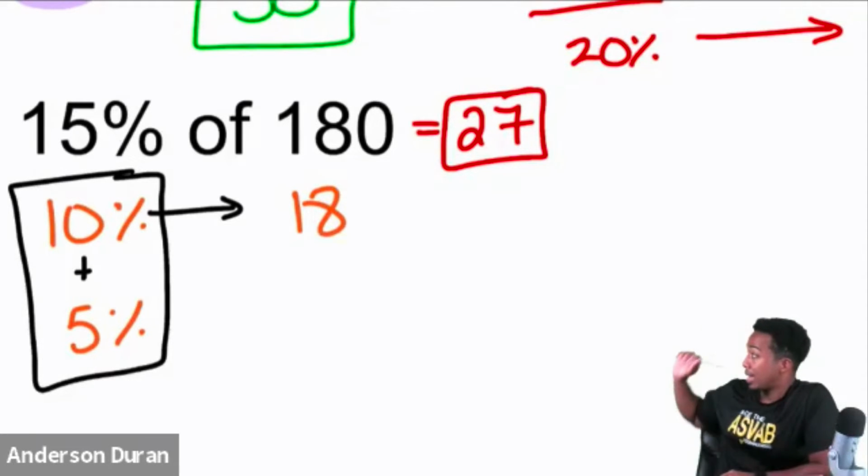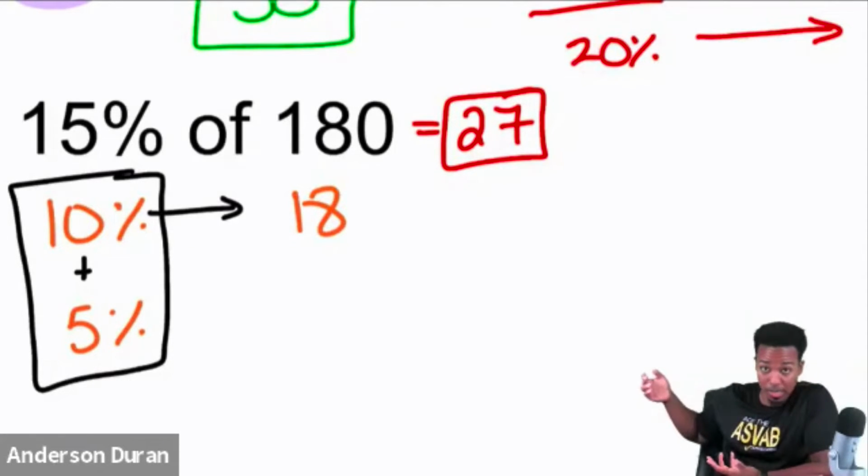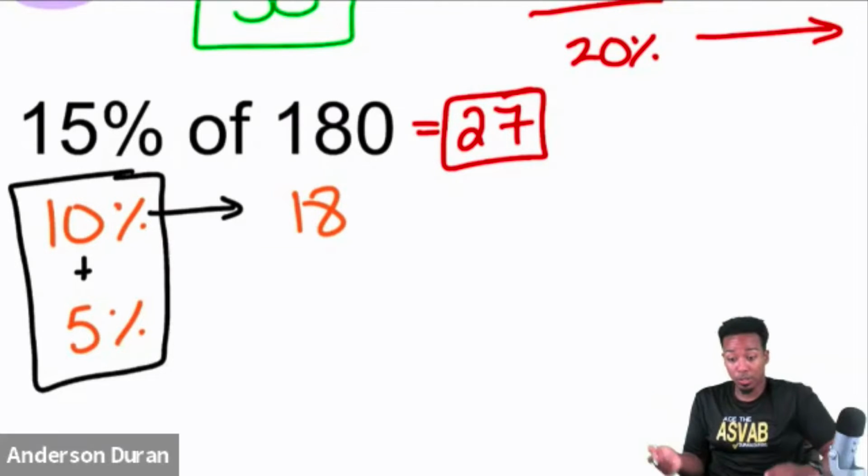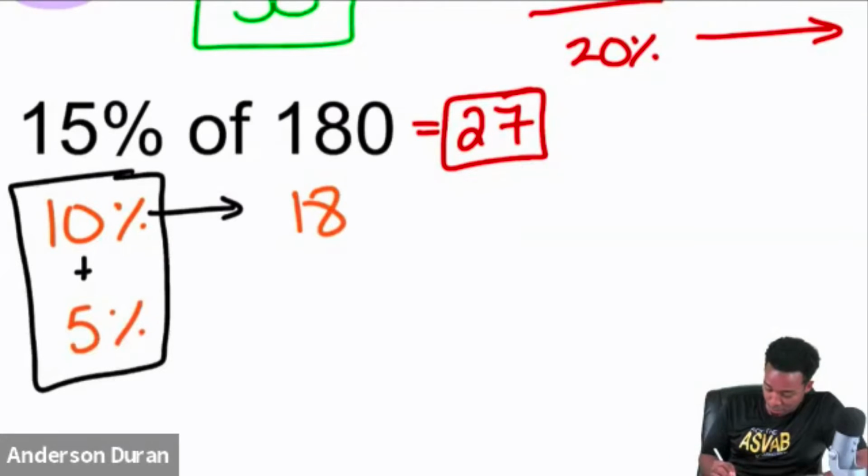So yeah, 10% is just dividing by 10. And then if you have 10% and you need to go to 5%, that's just half of it. So everybody, isn't 5% going to be half of 18? Isn't that just going to be 9?